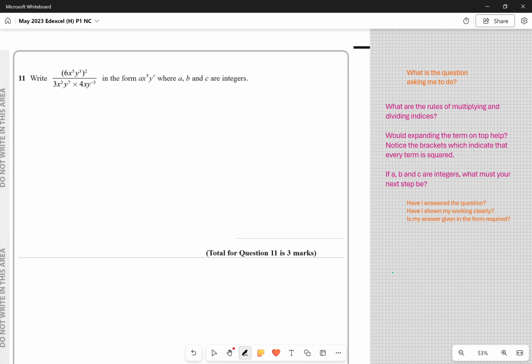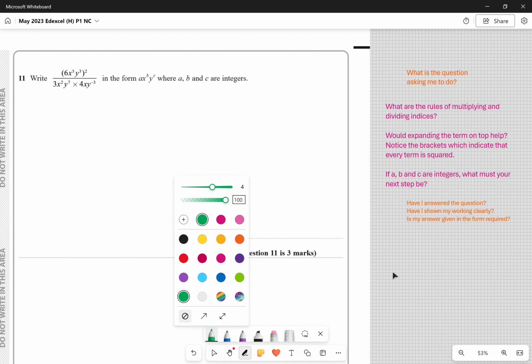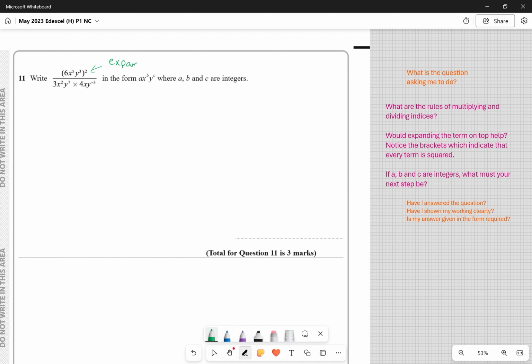Okay, so you're back. Let's have a go at the question. What did we say? We said that we're going to expand this term. Let's make that a bit bigger. So expand that. What does that mean? That means that we are going to write 6x to the 5, y to the 3, being careful to copy it correctly, and then 6x to the 5, y to the 3 again.